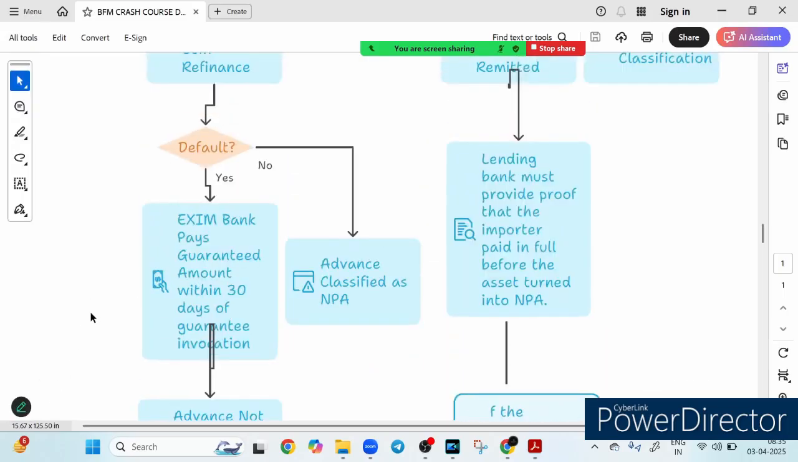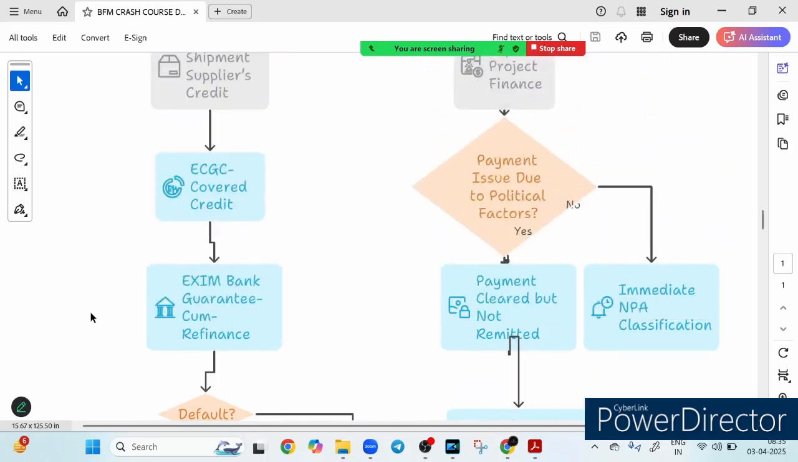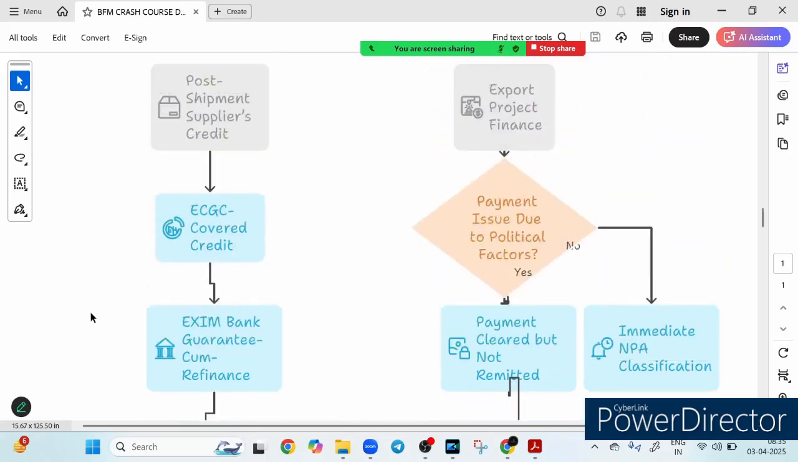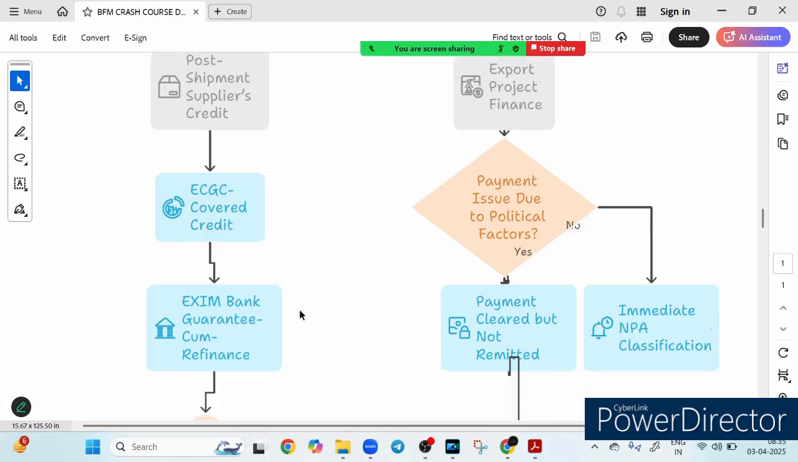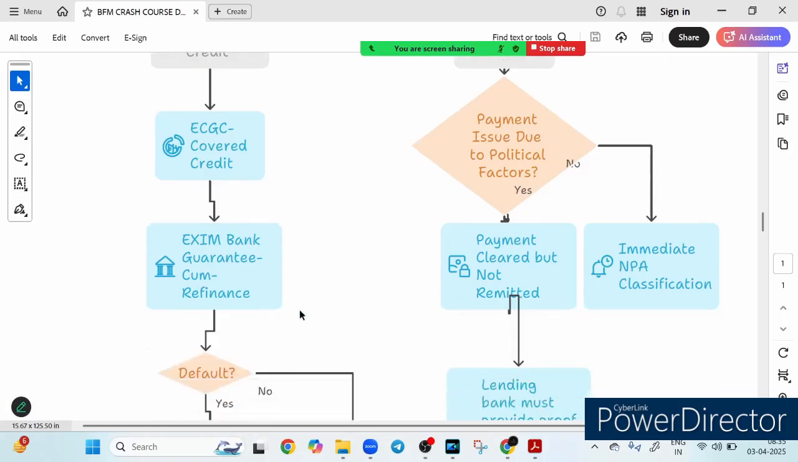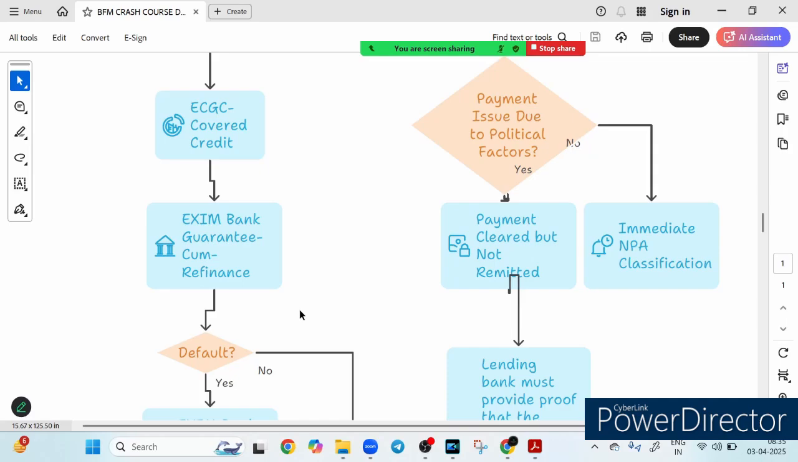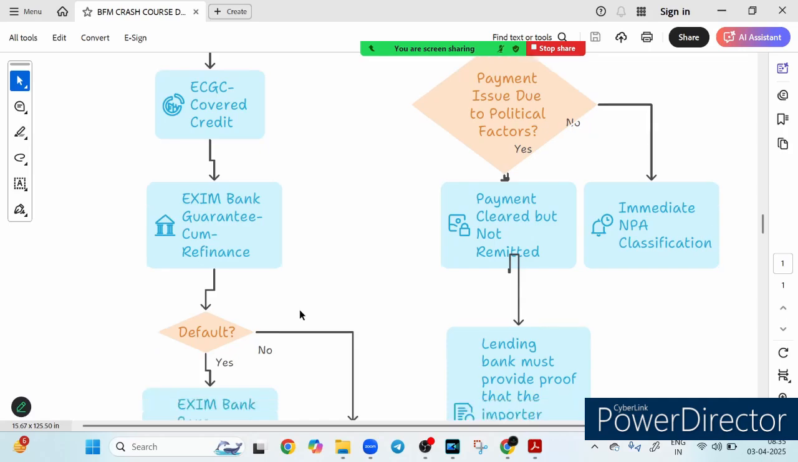Now friends, let's look at the right side. On the right side we have export project finance. Now suppose there is a payment issue due to a political issue, such as a payment not being remitted due to a political factor. The classification will be different. Try to understand: if the payment issue is due to a political reason and the payment is cleared but not remitted, it will not be classified immediately as NPA. Payment is cleared but not remitted. You know what the meaning of it is?